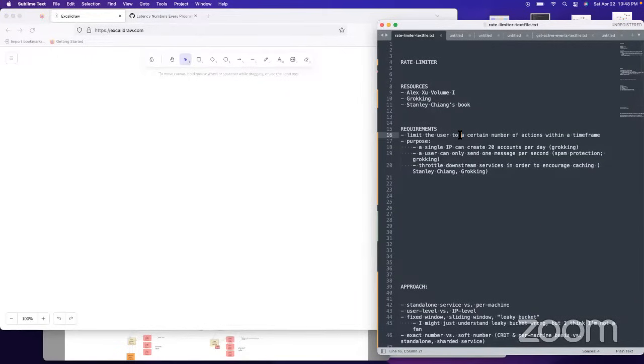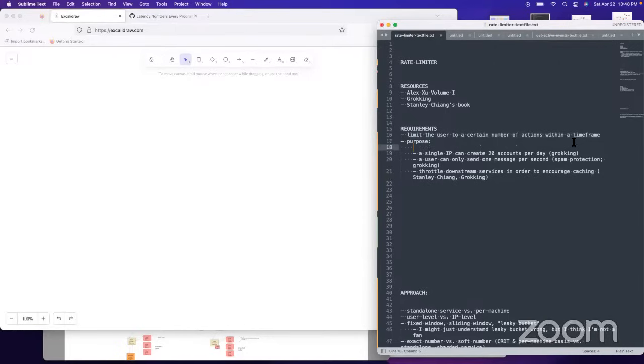Just some background on this problem, if anyone's not familiar with it. It's a standard rate limiter component that you plug into your architecture, where you're trying to limit the user to a certain number of actions within a time frame. Depending on the use case, it's going to vary how you want to design it. The most standard approach is, of course, going to be denial of service attacks.